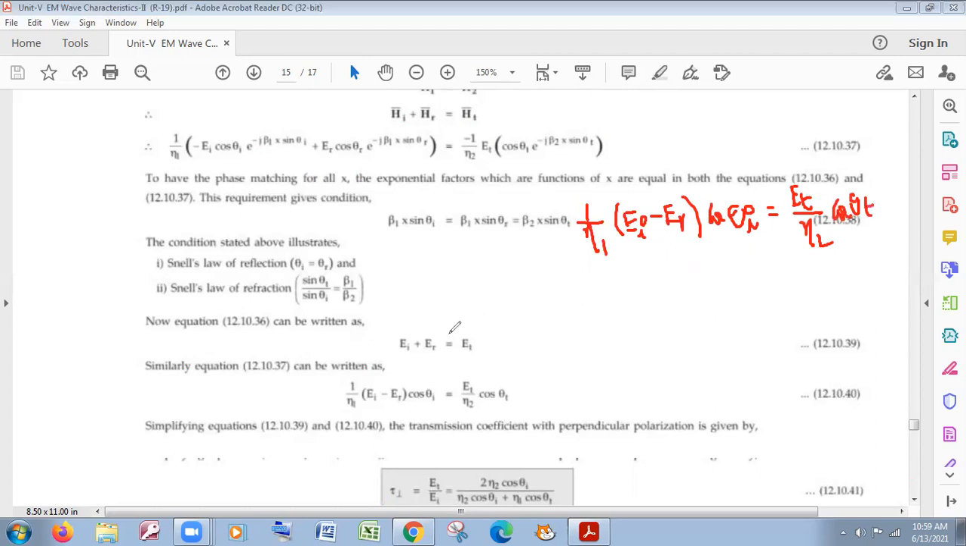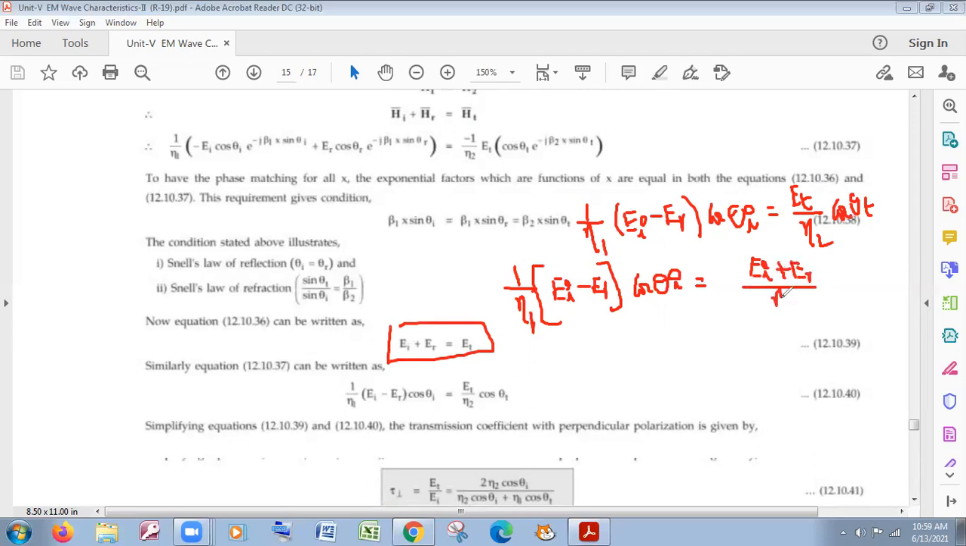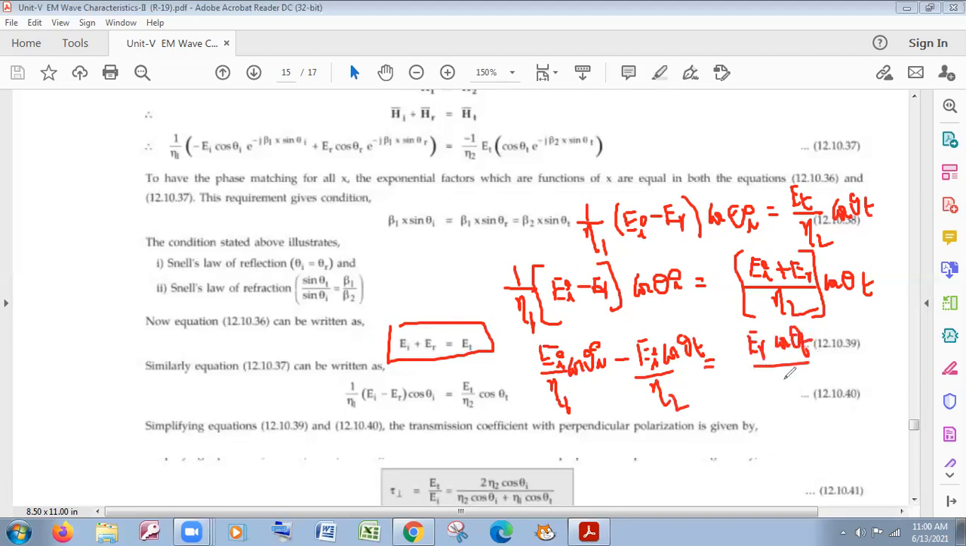Now, substitute ET as EI plus ER. So 1 by eta 1, EI minus ER, cos theta I is equal to, using this relation, EI plus ER is equal to ET. Now the ET is eliminated to get the reflection coefficient, eta 2 cos theta t. Okay, so bring EI and ER to one side. On the left hand side, EI by eta 1 cos theta I, and on the right hand side, minus EI cos theta t by eta 2 is equal to, on the right hand side, ER cos theta t by eta 2.